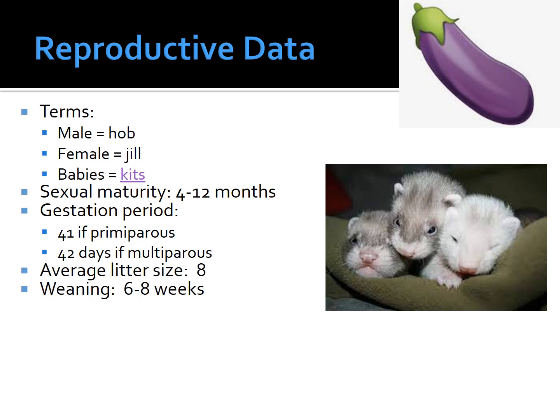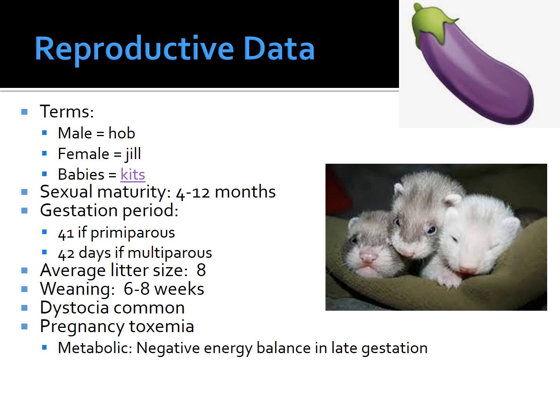Litter size is about 8. They get weaned at 6 to 8 weeks, similar to kittens. They are prone to dystocia. They are also prone to pregnancy toxemia, just like guinea pigs.